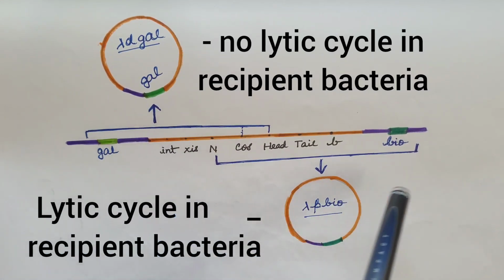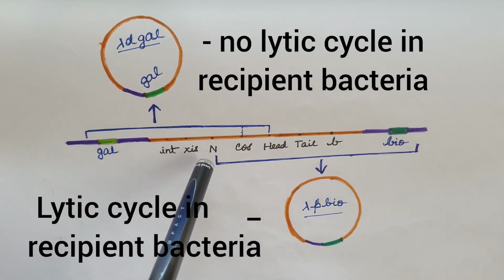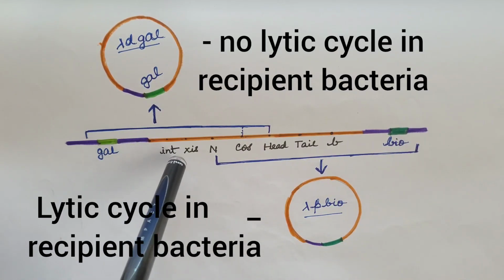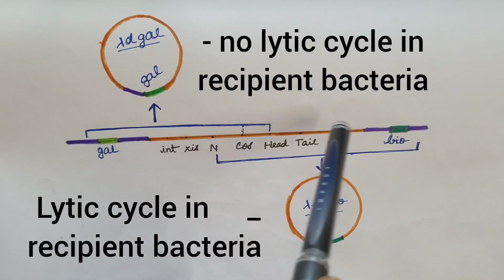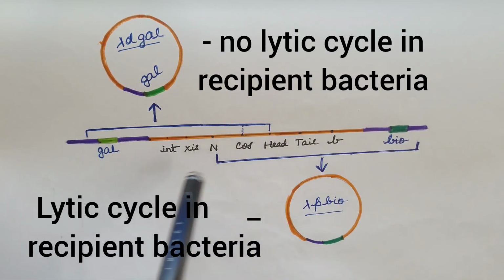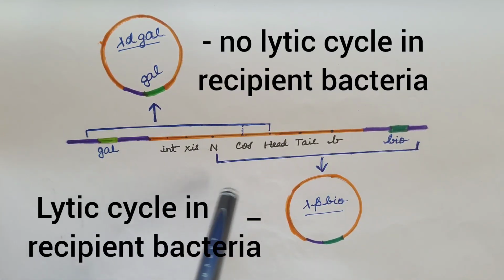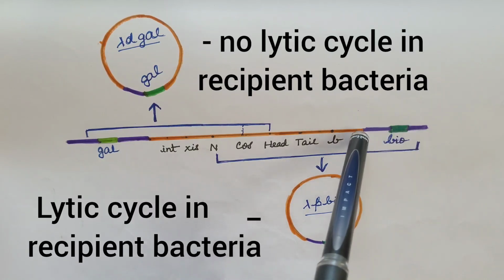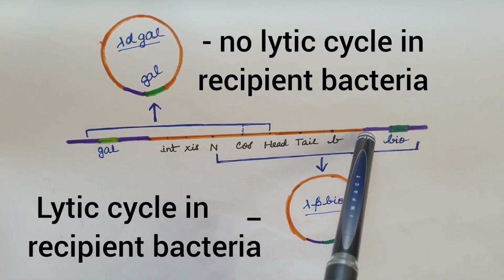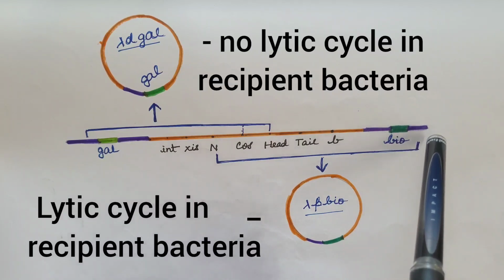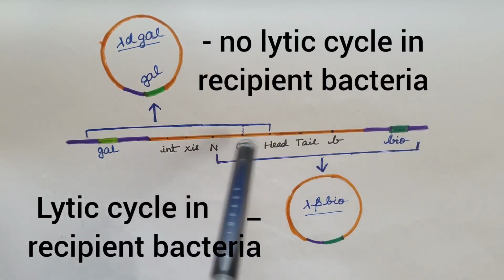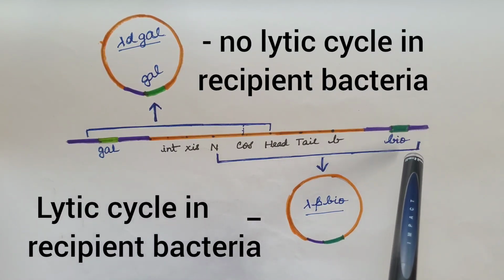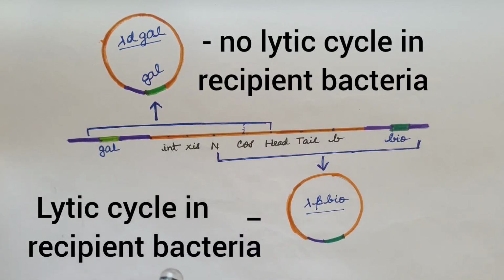In some cases, excision is such that genes that are present to the left end of the prophage or phage lambda DNA are missing, and the bio gene that is present adjacent to the right end of the integration site is included. This bio gene is a gene of bacterial DNA. So, in this case, the transducing phage particles that are formed are known as lambda P bio.